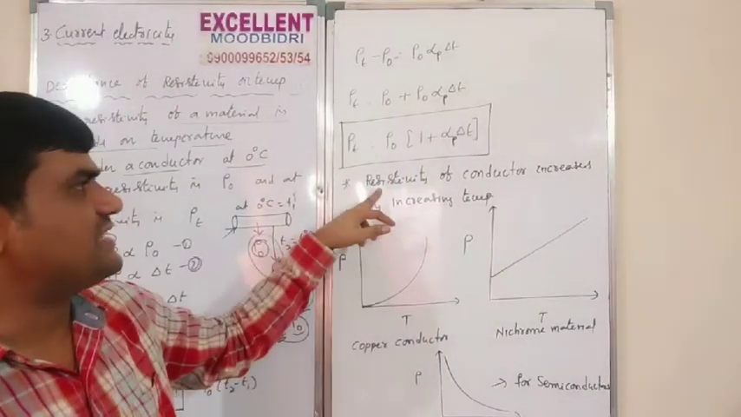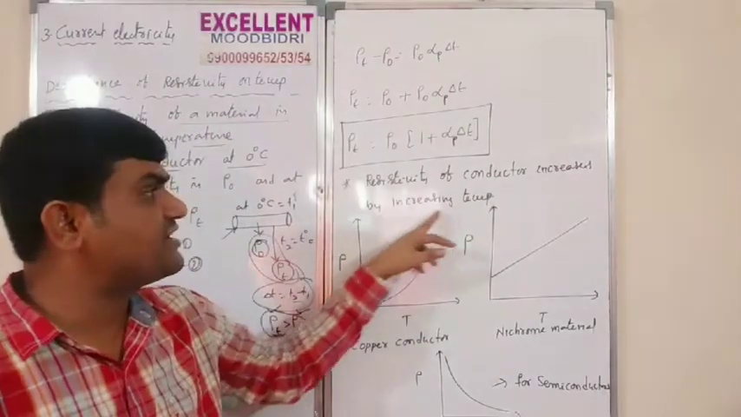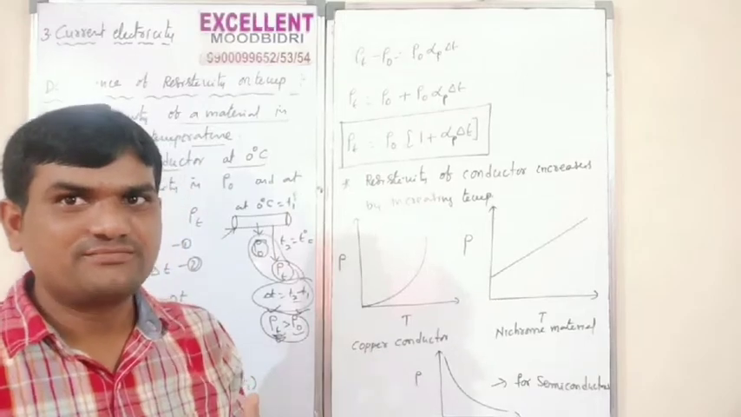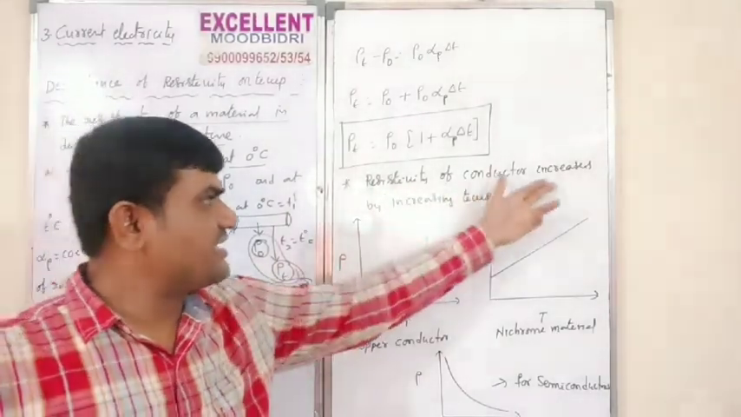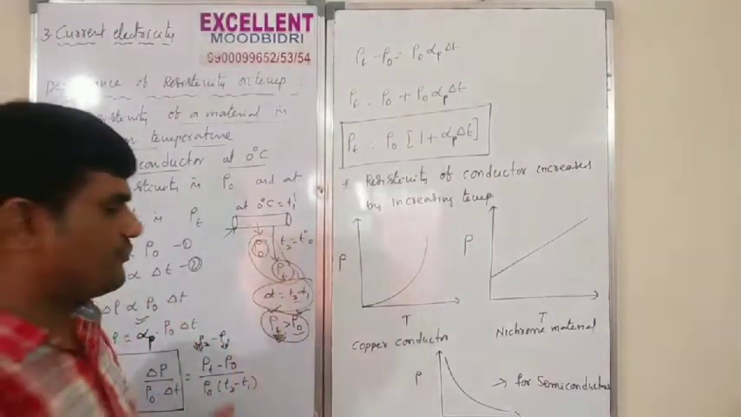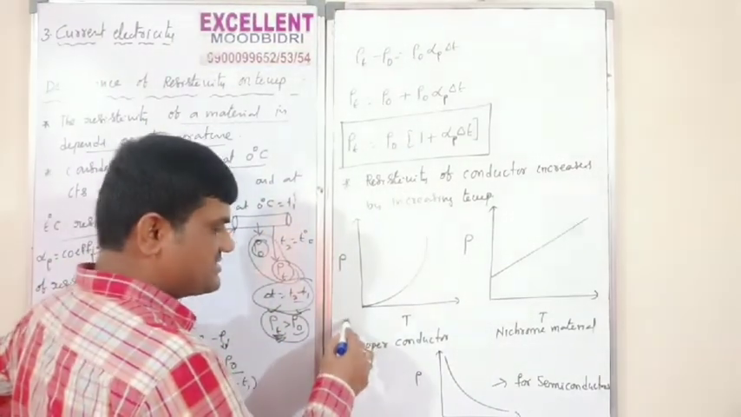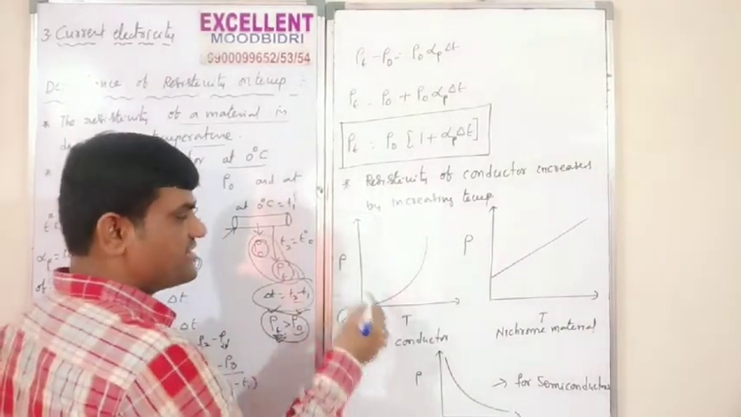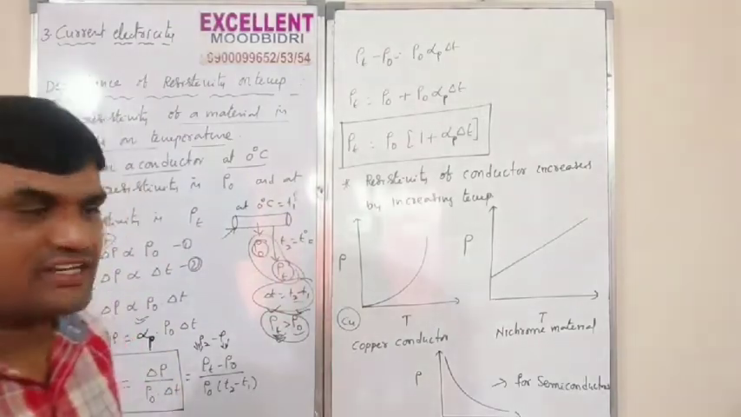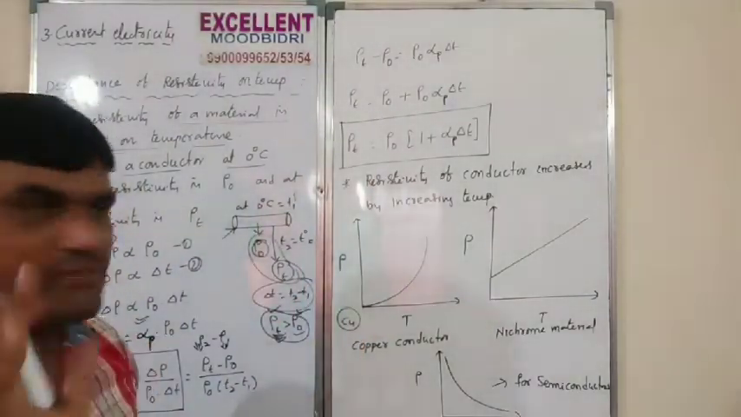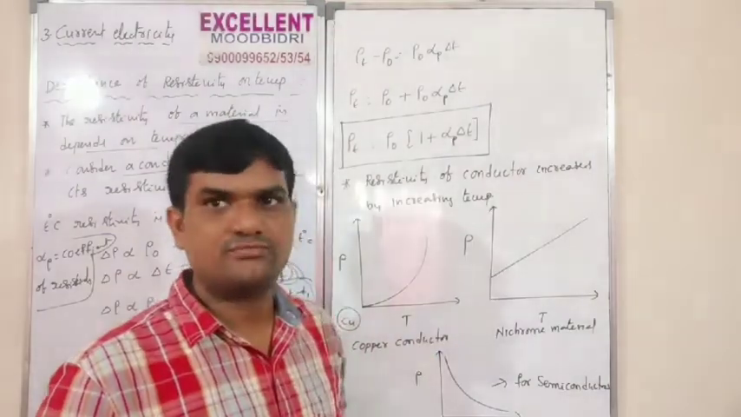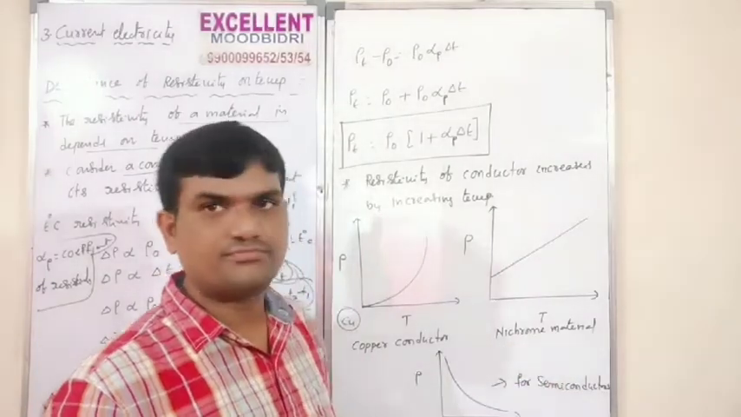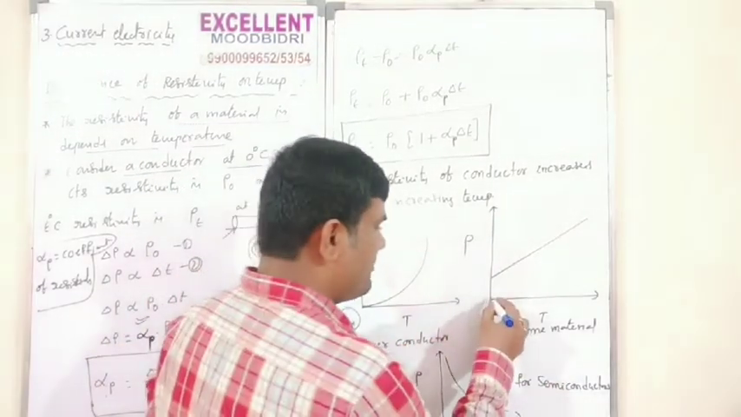Similarly, some graphs. The resistivity of a conductor increases by increasing temperature. So first I took the copper conductor, Cu. Resistivity also increases as temperature increases. Similarly, this is the nichrome wire. Nichrome wire, good resistor. Okay, it is an alloy. So nichrome, right? So what would happen?